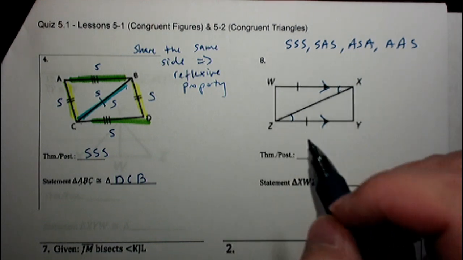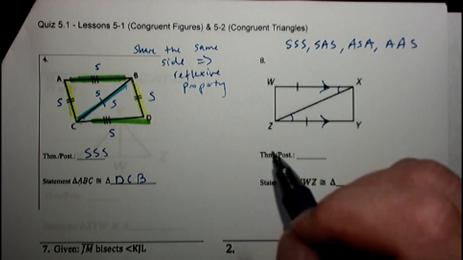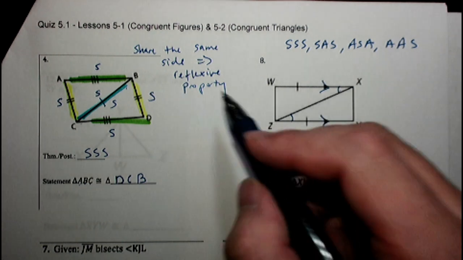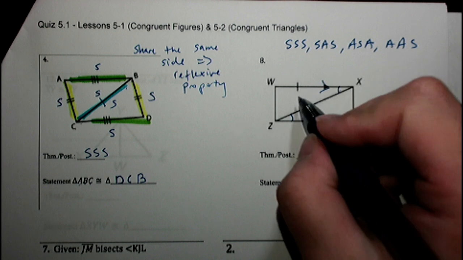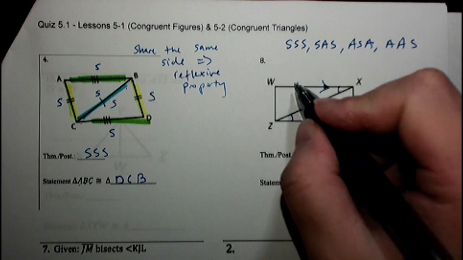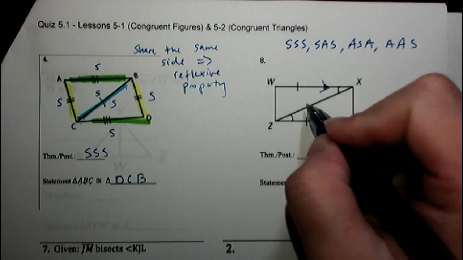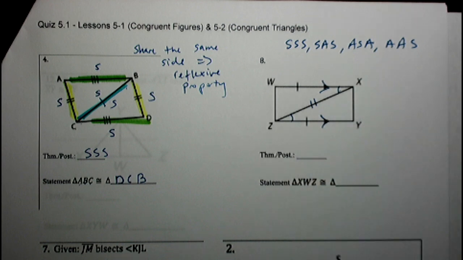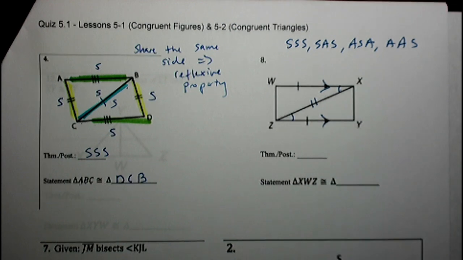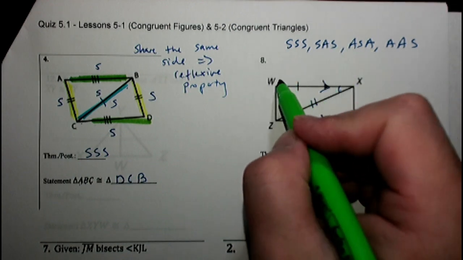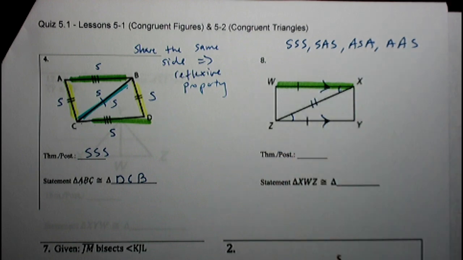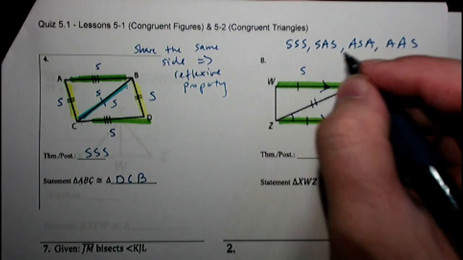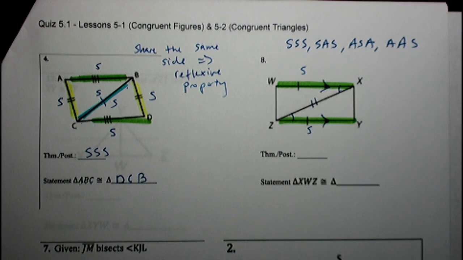Okay, so let's go ahead and note this as well. We have our reflexive property. They share the same side. We have one tick mark for this side length and that side length. That means we need to use two tick marks this time. And then I'm going to go ahead and start highlighting. We know that this side length must be congruent to this side length, so I'm going to give them a little S here and an S there.